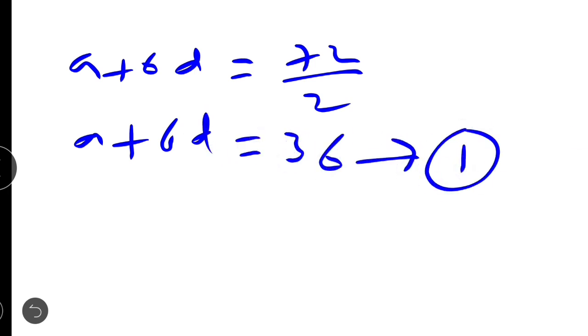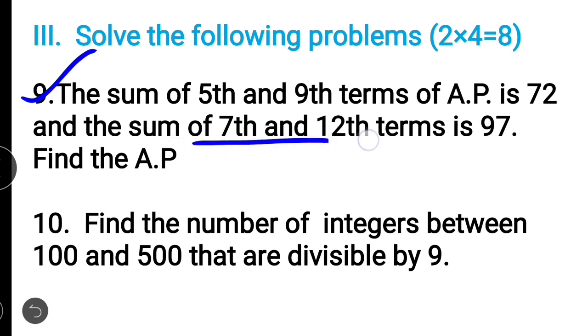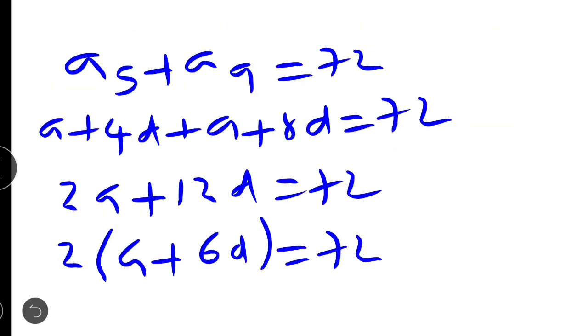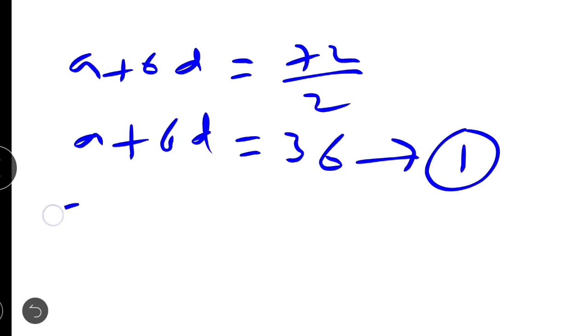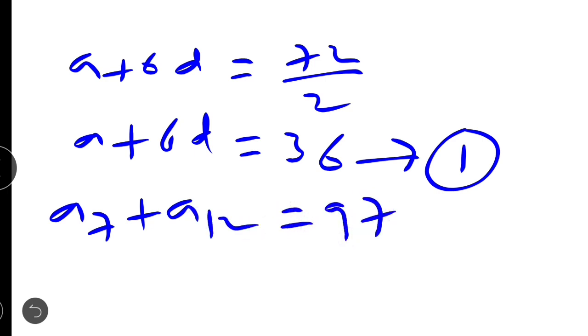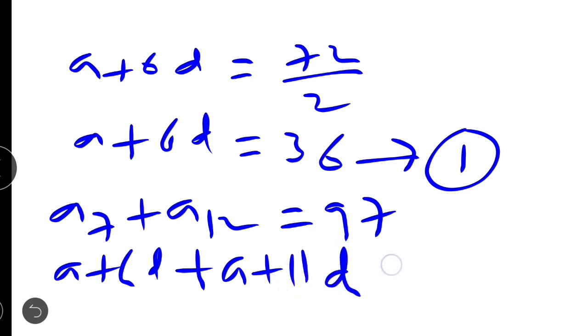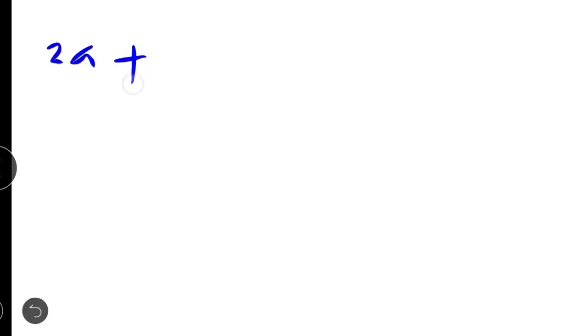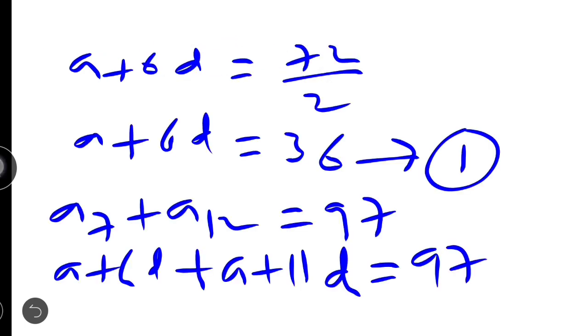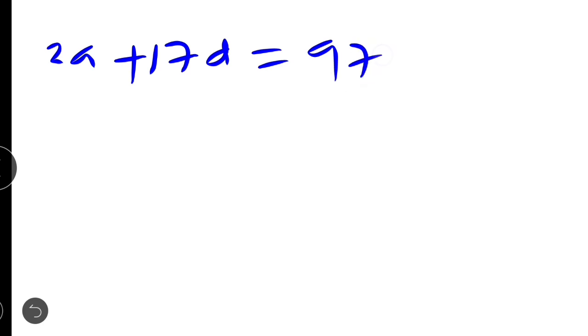So this is equation 1. Next, the sum of the 7th and 12th terms is 97. So A7 plus A12 equals 97. A7 means A plus 6D, plus A12 means A plus 11D, equals 97. A plus A is 2A, 6D plus 11D is 17D, equals 97. So it is equation 2.